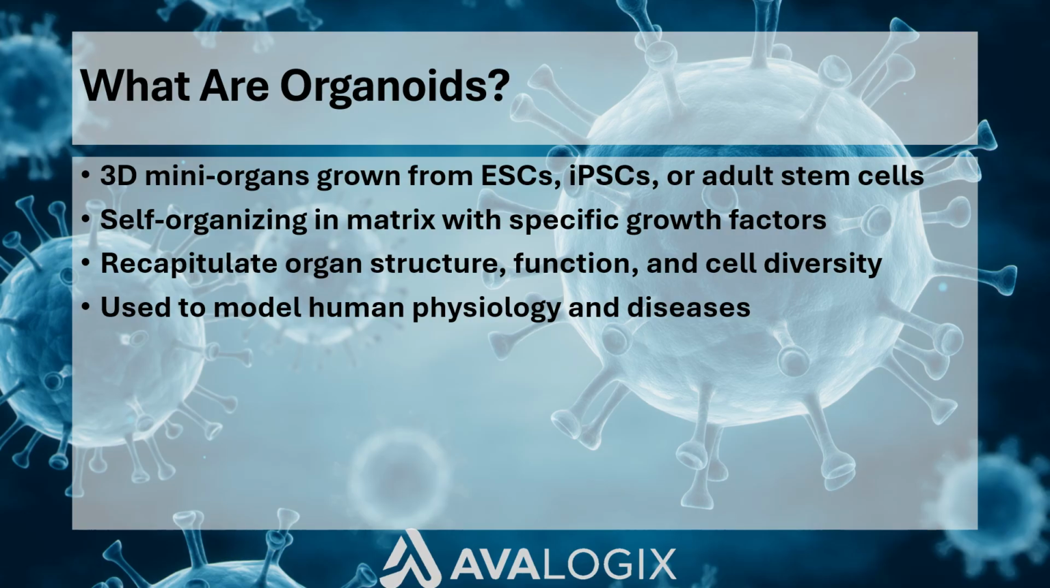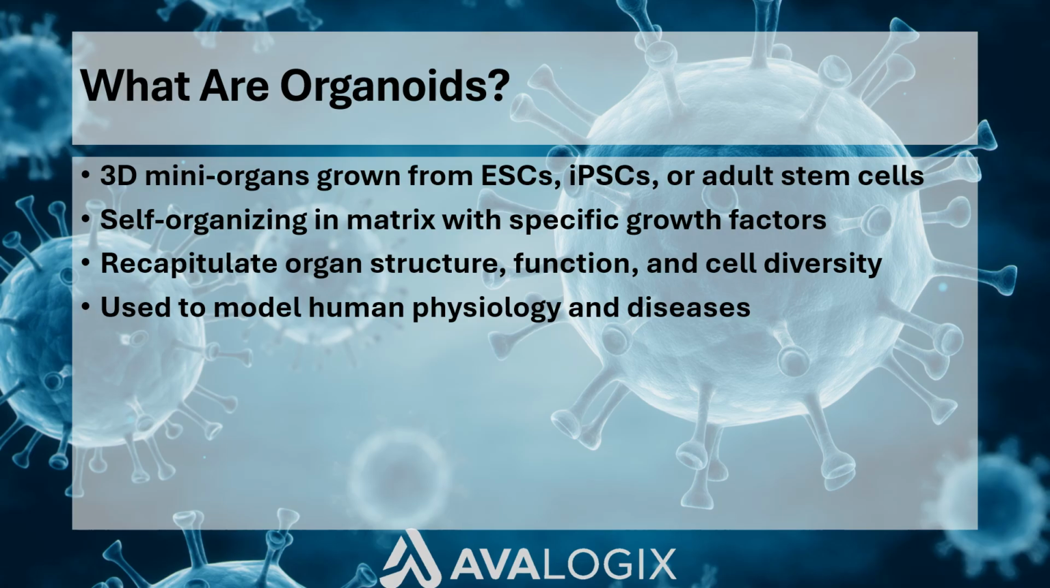Organoids are three-dimensional cell culture systems that closely mimic the structure and function of real organs. They are grown from stem cells, either embryonic stem cells, induced pluripotent stem cells (iPSCs), or adult stem cells harvested from specific tissues. Under the right conditions, these cells self-organize into miniature versions of organs. It's almost like the cells remember what they're supposed to become.